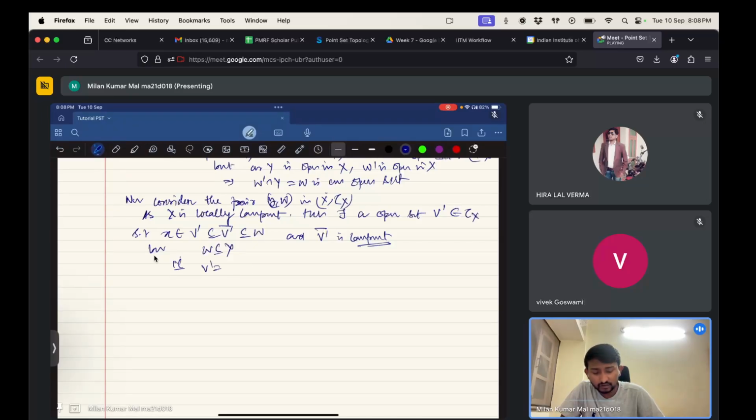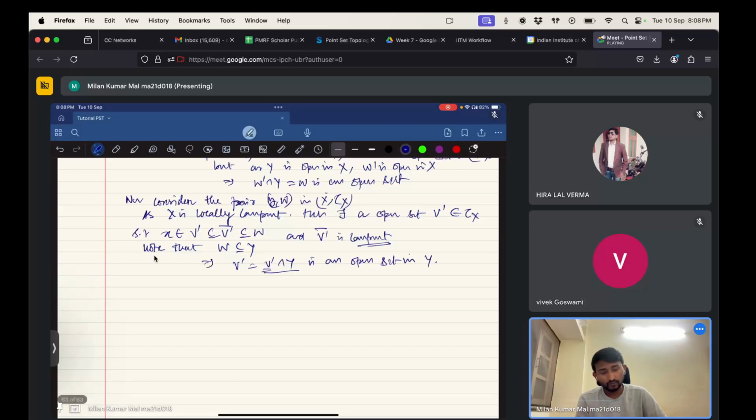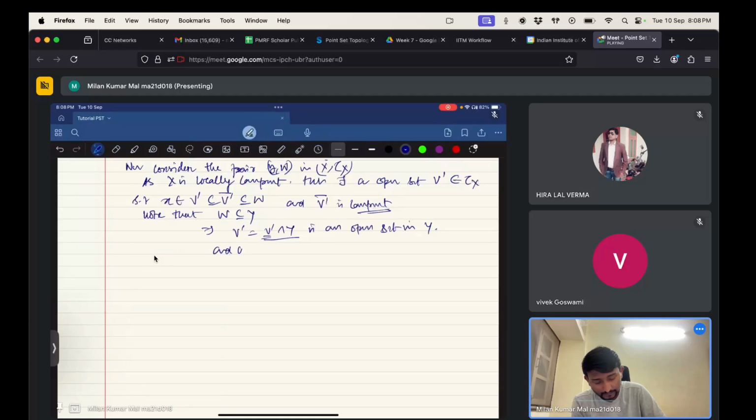That means V dash is equal to V dash intersection Y. This is the same because V dash is already sitting in Y. Okay, let me write clearly. But note that W is sitting inside Y. That means V dash equals V dash intersection Y. V dash is an open set in X. Now V dash intersection Y is an open set in Y, right?